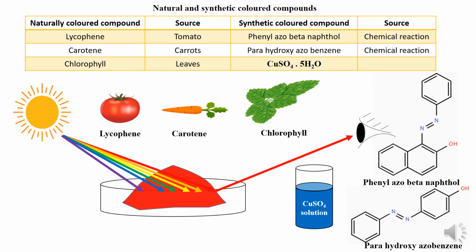And that is why the synthetic dyes like phenylazo-beta-naphthol and para-hydroxyazobenzene are red colored, because these red colored synthetic dyes absorb certain wavelengths of light and reflect the red color. And this reflected red light, when it strikes the retina of the eye, is perceived as a characteristic red color.